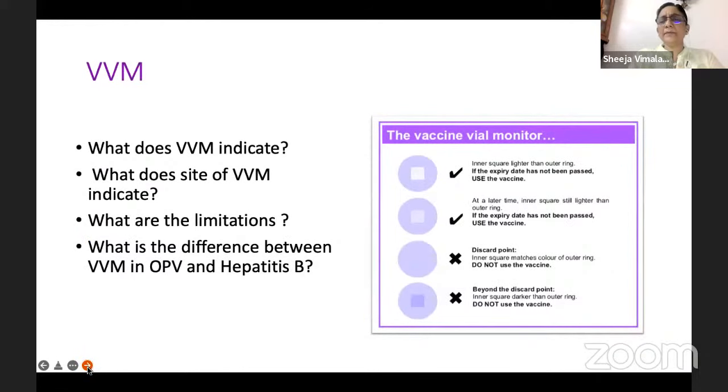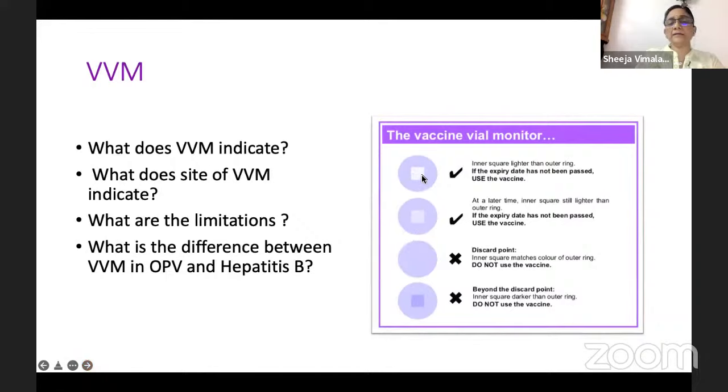Now coming to some basics. VVM, this is always a short note. So what does a VVM indicate? What does site of VVM indicate? What do I mean by that? You will find that the VVM, that sticker, is placed at different sites in a vaccine. So what does that indicate? What are the limitations of VVM, and what is the difference between the VVM in an OPV and a VVM in a hepatitis B? This you all know, the two stages of VVM.